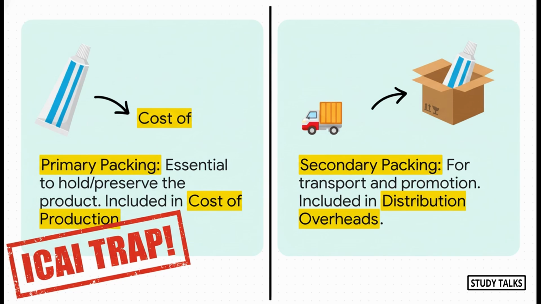Primary packing is the stuff that's essential to hold the product. Think about a tube of toothpaste. You can't sell the paste without the tube, right? That's primary packing, and it's part of your cost of production.